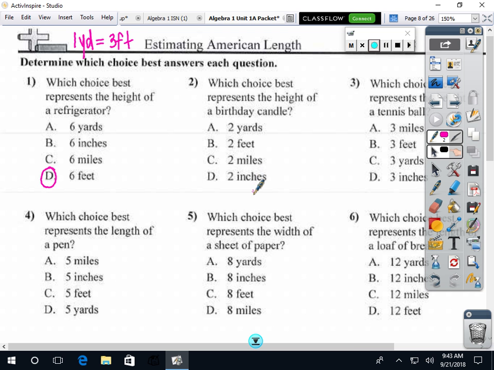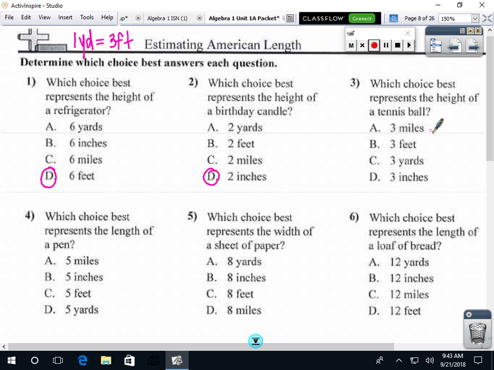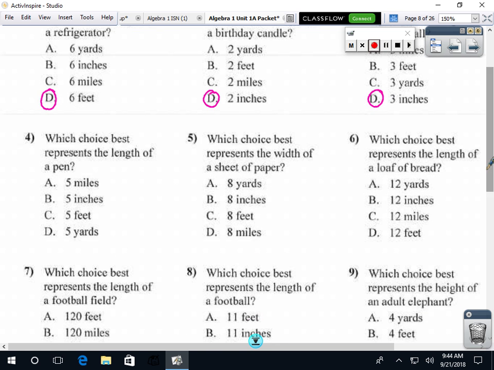Choice 2. Which choice best represents the height of a birthday candle? 2 yards, 2 feet, 2 miles, 2 inches. 2 inches. 3. Which choice best represents the height of a tennis ball? 3 miles, 3 feet, 3 yards, 3 inches. 3 inches. Number 4. Which choice best represents the length of a pen? 5 miles, 5 inches, 5 feet, 5 yards. 5 inches.